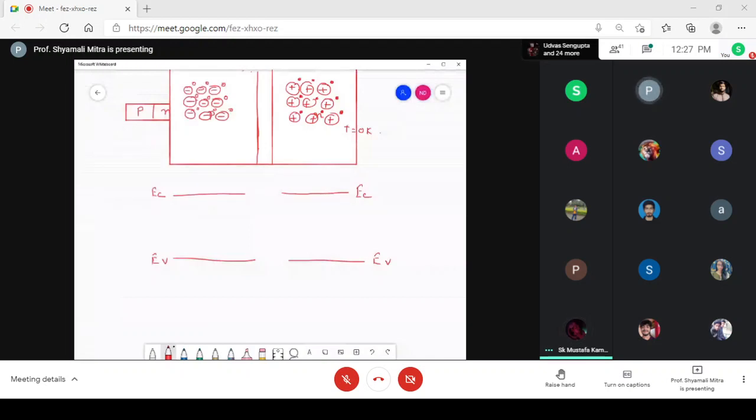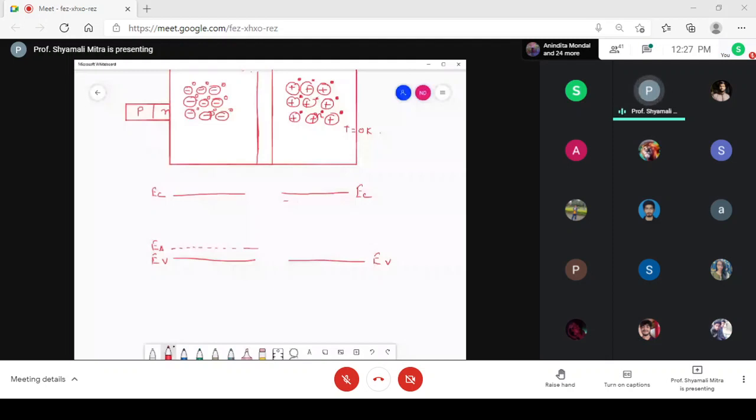What is expected? Nothing is expected. Just the acceptor level, that is EA, should be just above the valence band level. And here on the N side, the donor level is sitting over here, the ionized atoms are sitting over there, nothing is going to happen.